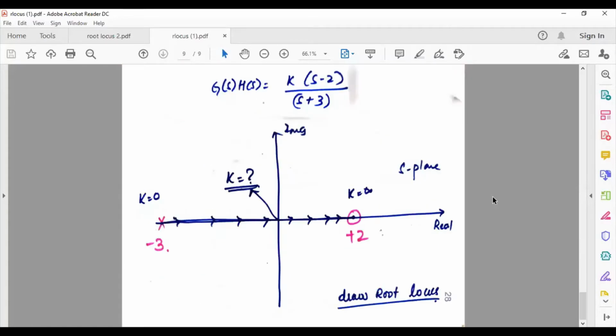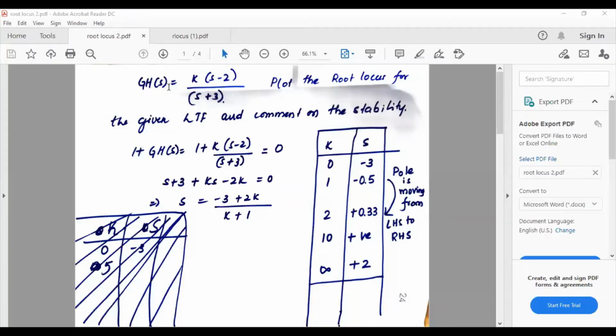I had given this numerical yesterday just to try out. I hope you have done this. Let me show you the answer once again. So it is here. Fine. So G(s)H(s) is k into (s minus 2) divided by (s plus 3). We are to plot the root locus for the given loop transfer function and comment on the stability. This is the question asked.